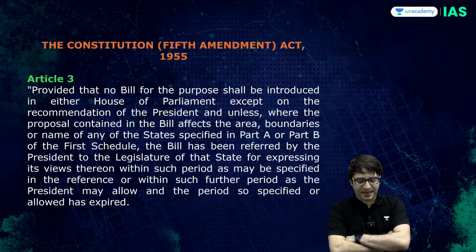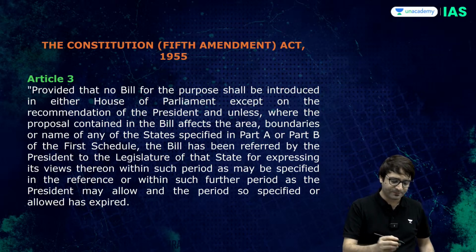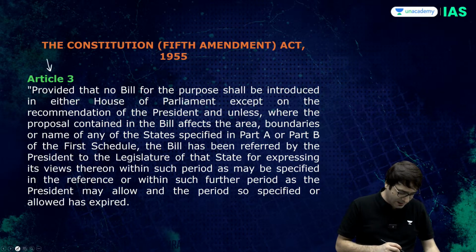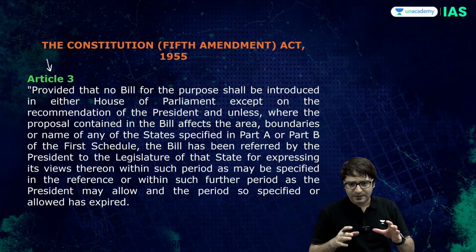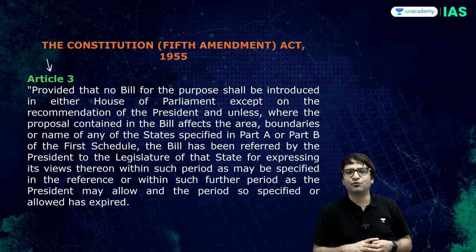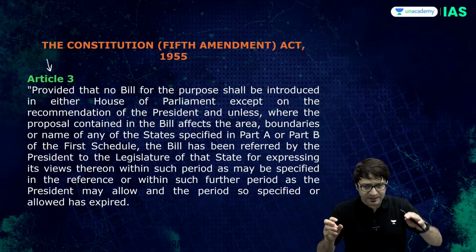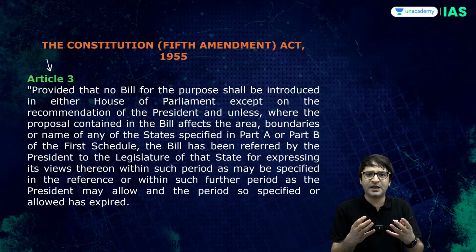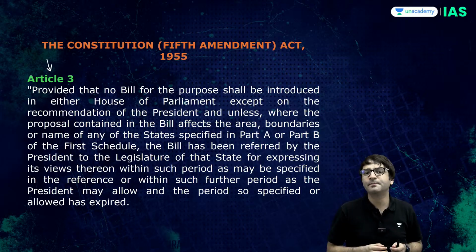Constitution 5th Amendment Act 1955. A proviso was added to Article 3. What is Article 3 basically? Article 3 gives power to the Parliament that you can enact a law, and through this law you can increase the area of a state, decrease the area of a state, alter the boundaries of the state, change the name of the state, bifurcate a state, merge 2 or more states.